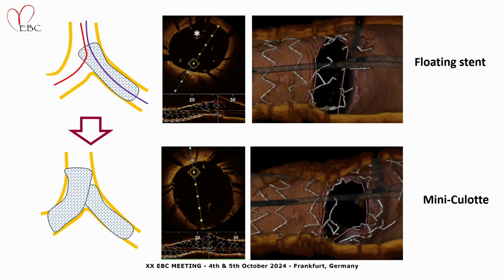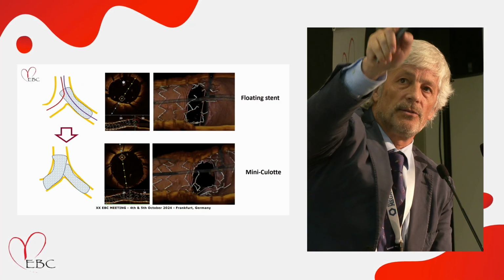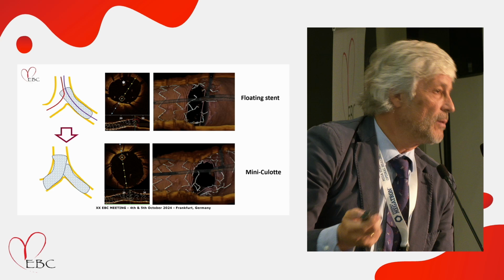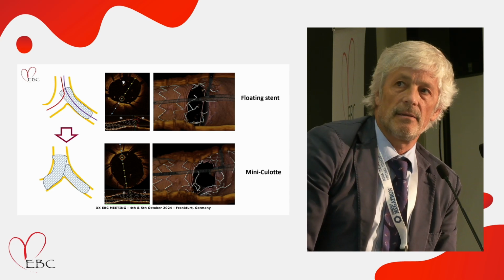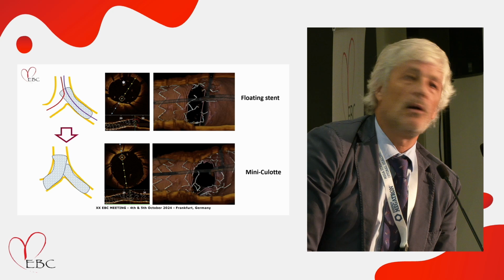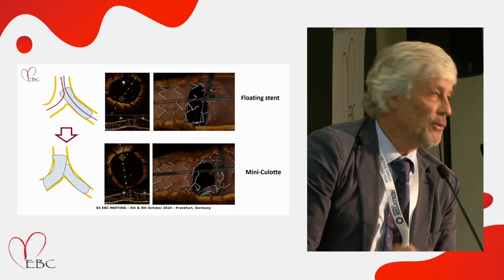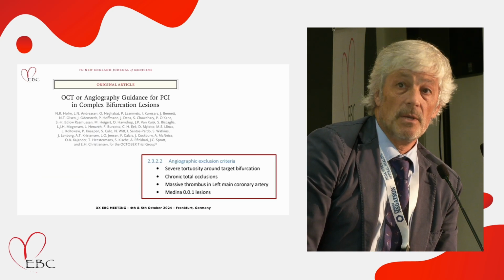Of course, these are IVUS cases, but OCT may provide more fancy images and more effective images when you are trying to evaluate, for example, floating stents or the presence of a struts over the main vessel. As an example of a floating stent, the operator crossing with a wire performed a mini culotte to correct for this abnormality, just to illustrate and to show how OCT can be more illustrative in these cases.